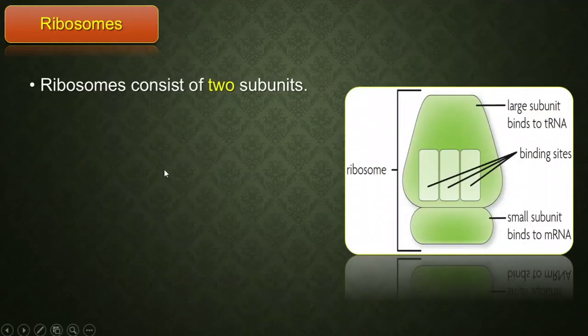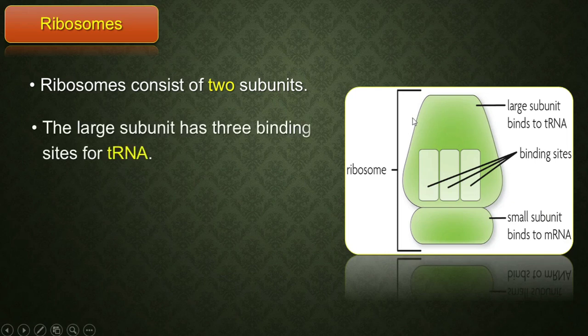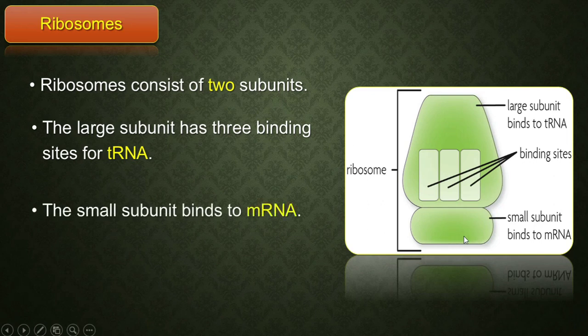Ribosome, guys, is made up of two subunits. One large subunit, which makes the binding site for the transfer RNA, and this small subunit, which is responsible for binding to the messenger RNA. Okay, so this is the structure of ribosome. Okay, let's see, guys, how a protein is made inside this ribosome.